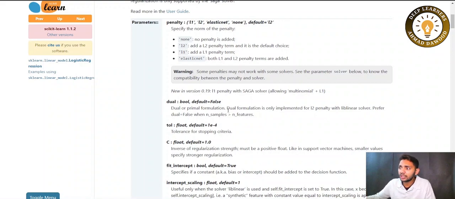Dual formulation, here they also mention dual formulation is only implemented for the L2 penalty with linear solver. Okay, you cannot use it without that scenario. If you are using another solver, it will not work. You can use dual equal to true only when penalty is equal to L2 and solver is equal to linear.